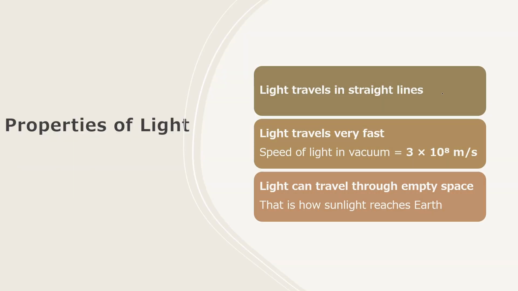Then we are going to see some important properties. Light travels in a straight line. This we already learned, the rectilinear propagation of light. This is the property which helps in the formation of shadow. So we have already learned that light always travels in a straight line. The second important point, this is very, very important. Remember this point as we learn this chapter.